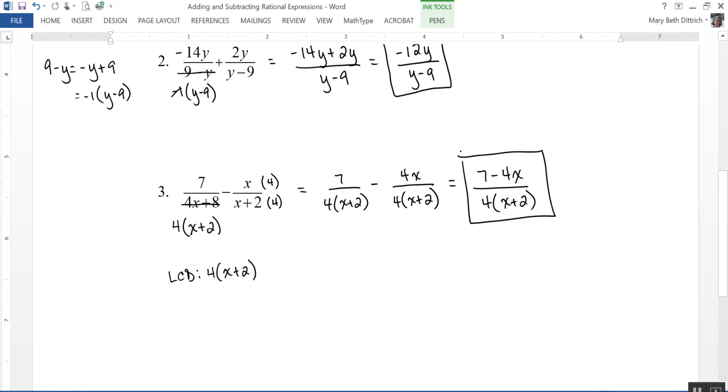So in this video, we took a look at adding and subtracting rational expressions. Very similar to adding and subtracting fractions, you need to make sure you have a common denominator and rewrite each rational expression with that common denominator, combine like terms across the numerator, and simplify if you have to.